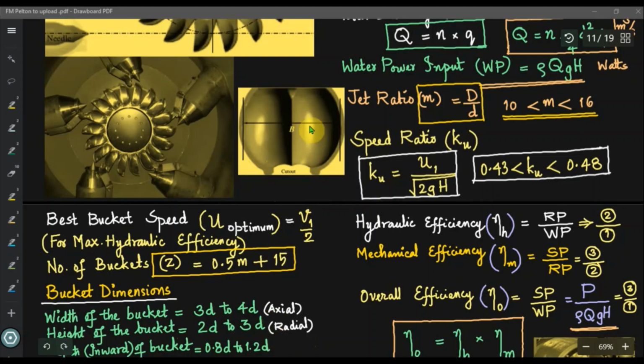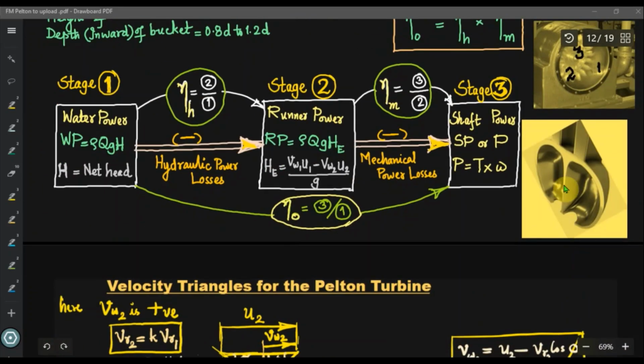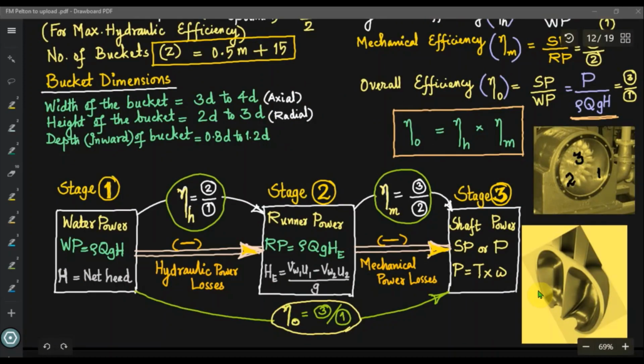Then this hemispherical cavity, that is the depth of the bucket, inward depth, is more clear from this diagram. So the inward depth of the bucket is taken as 0.8 times the diameter of the jet to 1.2 times the diameter of the jet. Axial width of the bucket, that is this length, as 4 times d, and the radial height, that is this length, can be taken as 3 times d, and the depth of the bucket as 1.2 d.